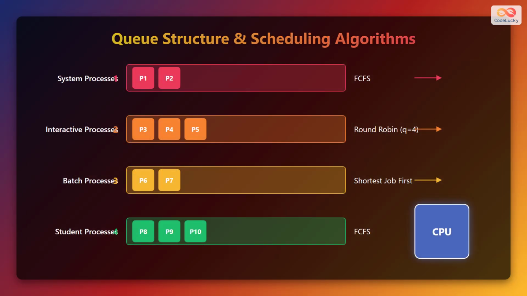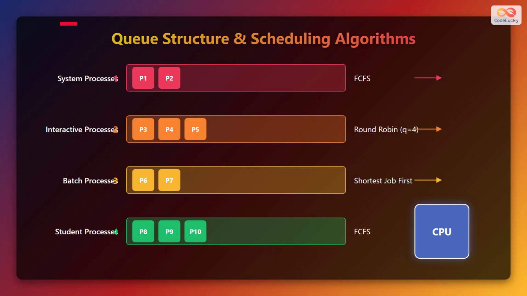Here's a typical structure of a multilevel queue. The queues are arranged based on their priority. On the top we have the highest priority queue, system processes, followed by interactive processes, then batch processes, and at the end we have student processes that has the least priority.